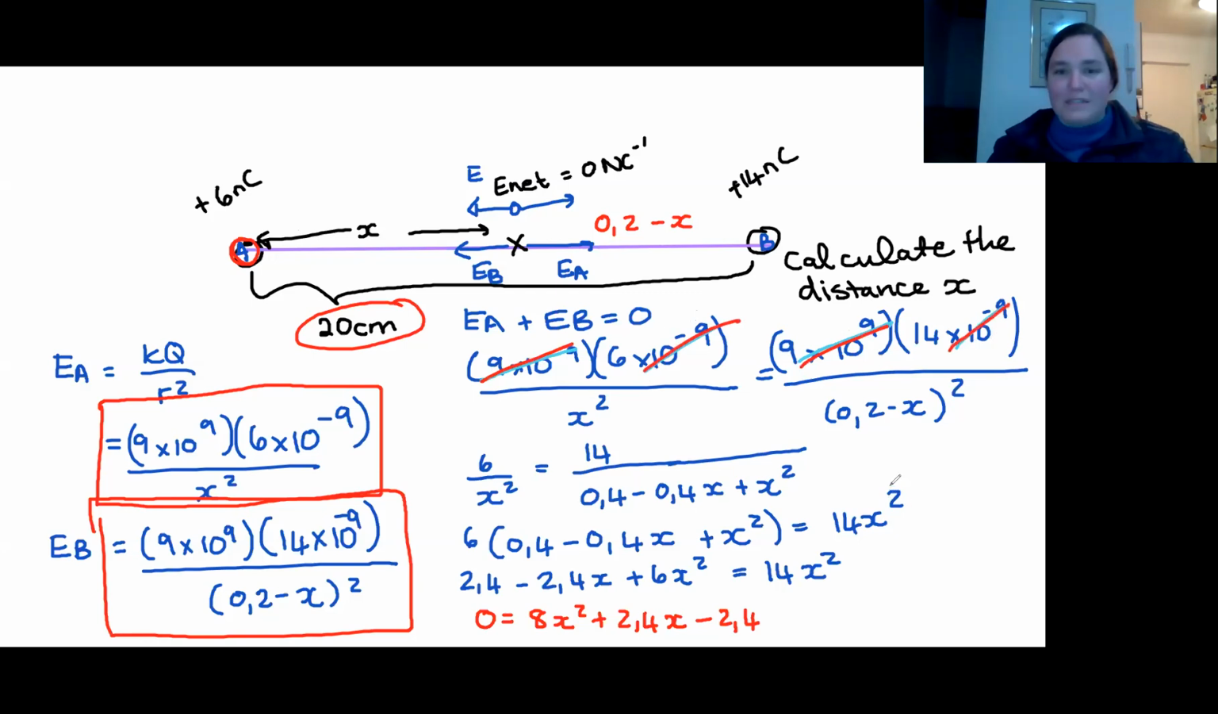Okay, so this is basically like saying forces to the left equal forces to the right. Here I'm saying the two forces must be equal in terms of repulsion, or the force per unit charge, at the point where we don't have a charge. So then what I did was I was left with 6 over x squared, and here I was left with 14, and then I multiplied this out. It would be 0.2 minus x times 0.2 minus x. I'm certain someone's about to tell me what I did wrong.